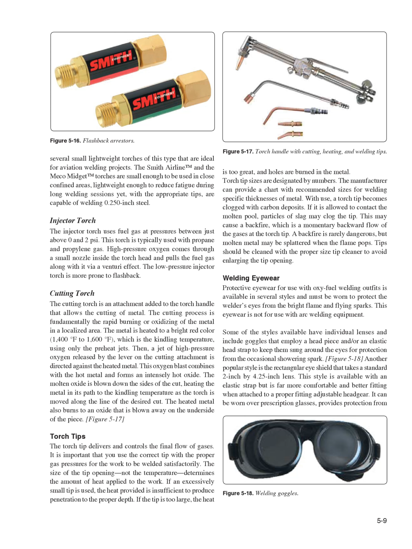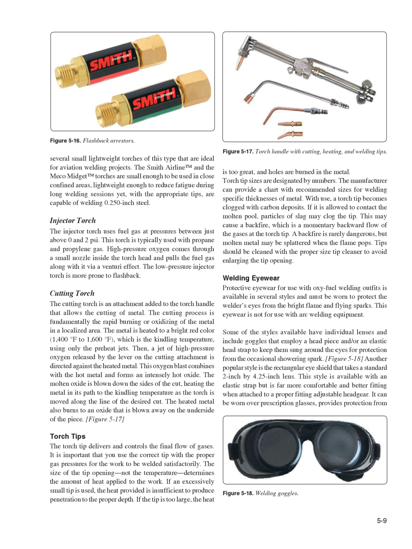The Smith Airline and the Meco Midget torches are small enough to be used in close confined areas, lightweight enough to reduce fatigue during long welding sessions, yet, with the appropriate tips, are capable of welding 0.250 inch steel. Injector torch. The injector torch uses fuel gas at pressures between just above 0 and 2 pounds per square inch. This torch is typically used with propane and propylene gas. High pressure oxygen comes through a small nozzle inside the torch head and pulls the fuel gas along with it via a Venturi effect. The low pressure injector torch is more prone to flashback.